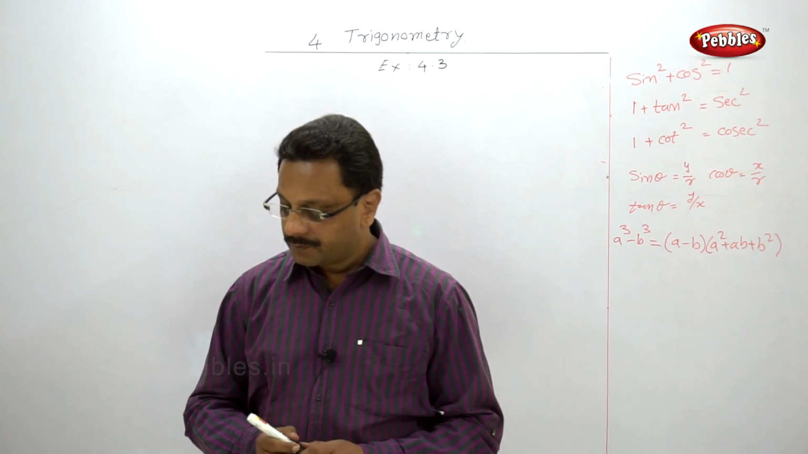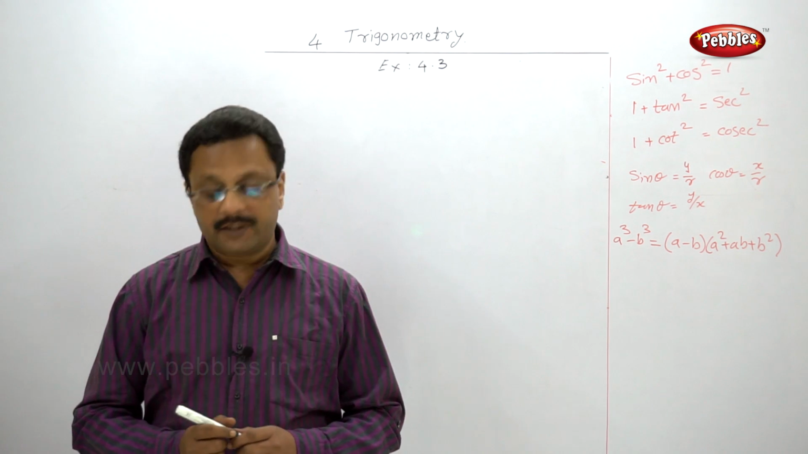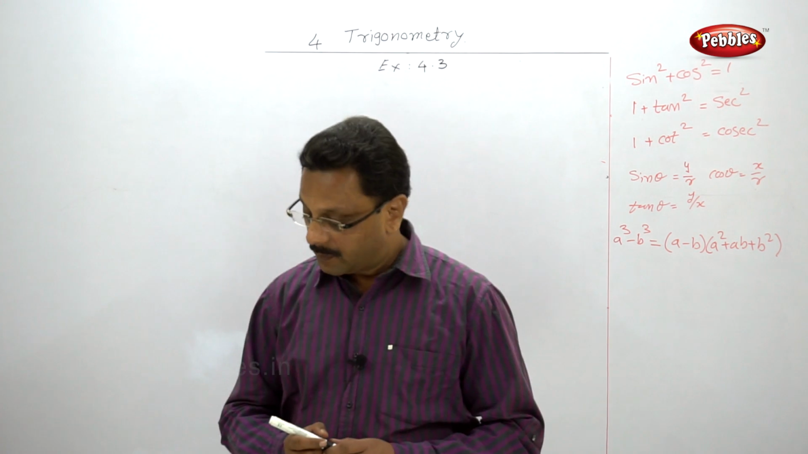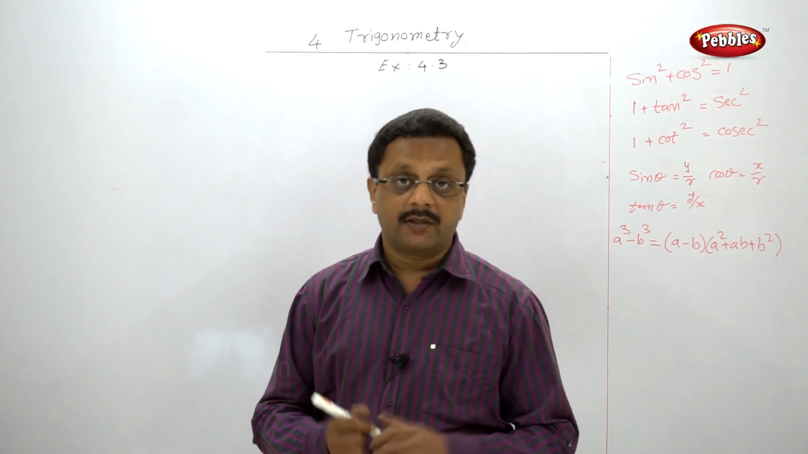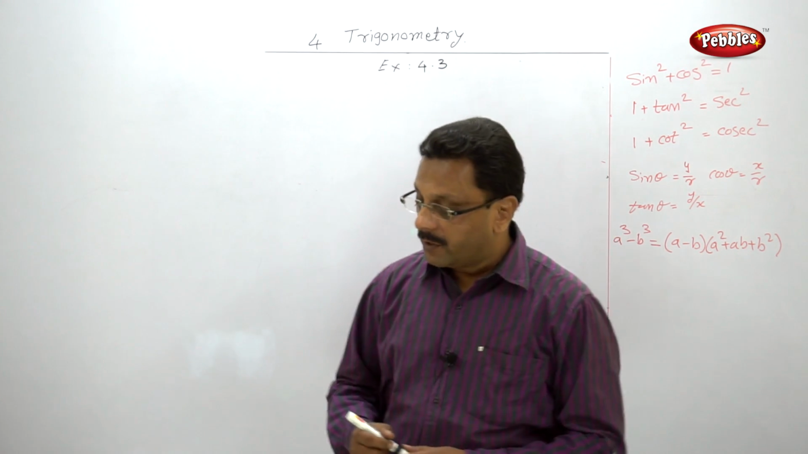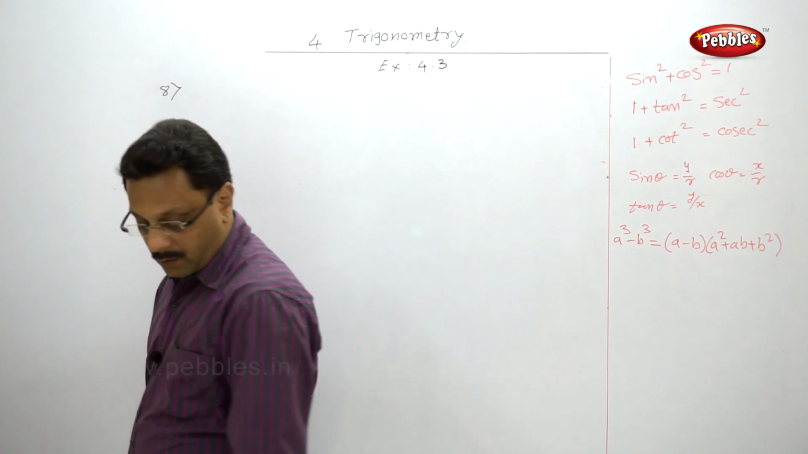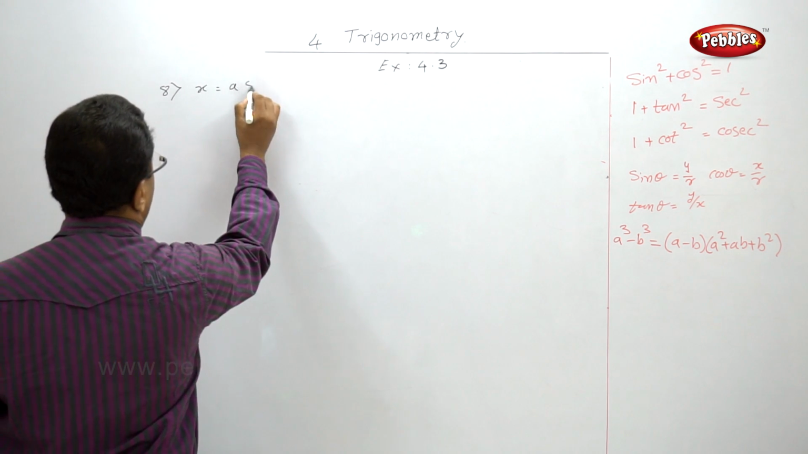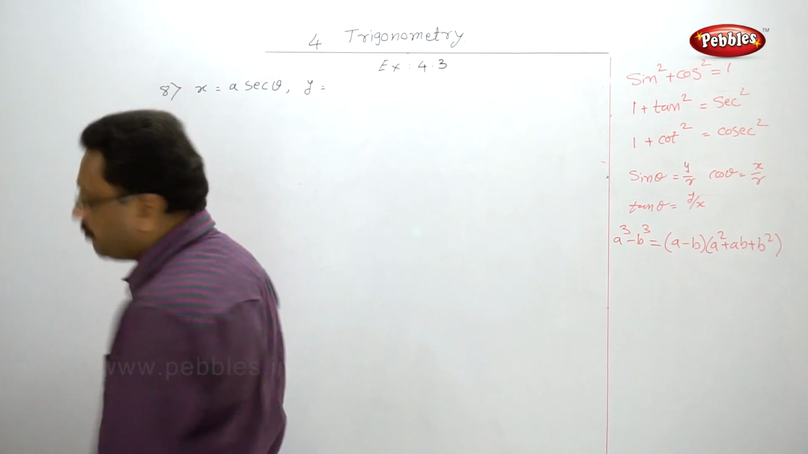Example number 8. Eliminate theta if x equal to a sec theta and y equal to b tan theta. This appeared in the March 12 exam for 2 marks. Now whenever you are asked to eliminate theta, in that case you have to use the identities. Okay. Now here they are given x equal to a sec theta and y equal to b tan theta.